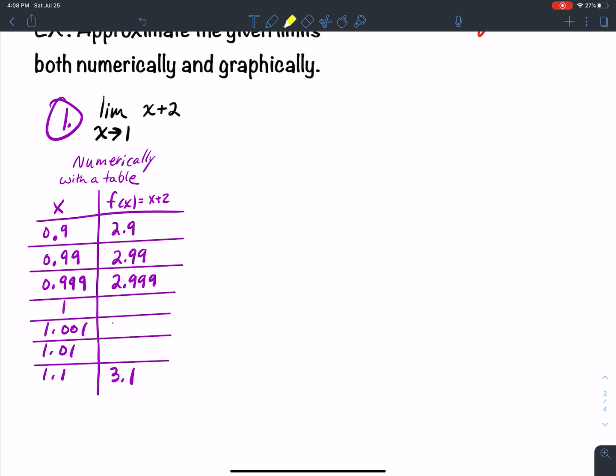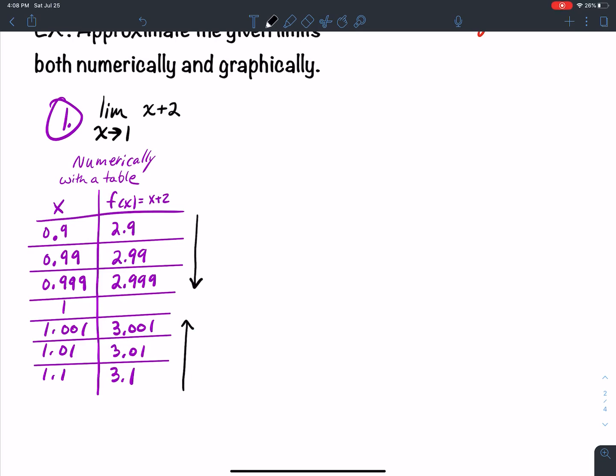So let's go on the other side. If I plug in 1.1 for x right here, what do I get? I get 1.1 plus 2, which is 3.1. That makes sense. 1.01 gets me 3.01, so it looks like I'm getting closer and closer to 3. So it's approaching 3 from this side, and it's approaching 3 from this side.